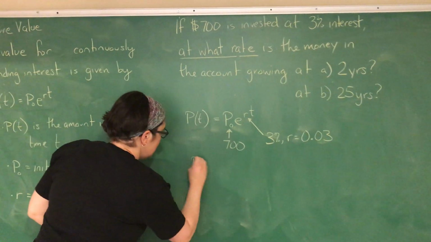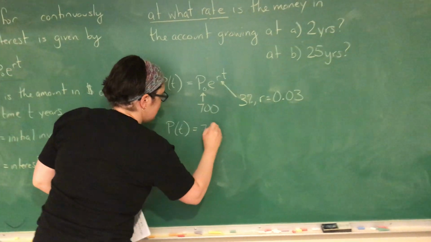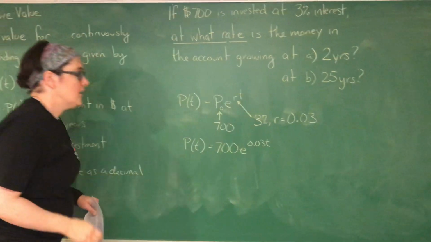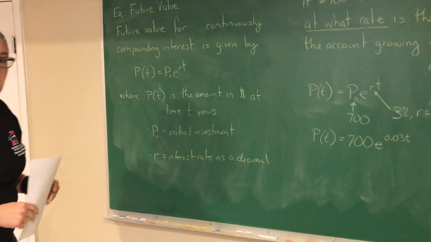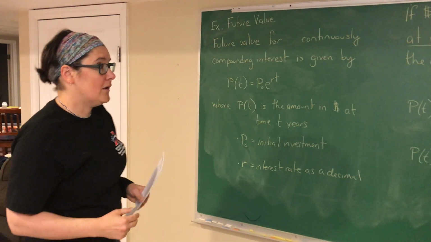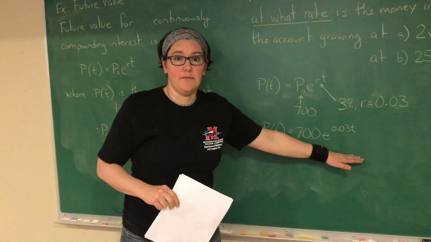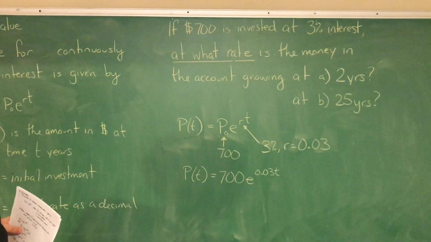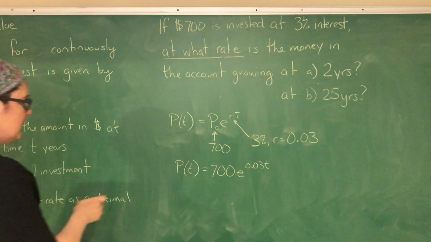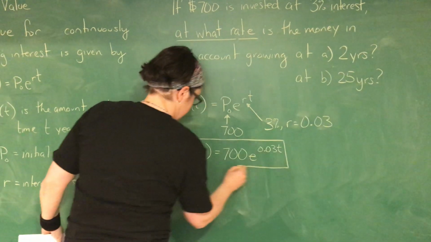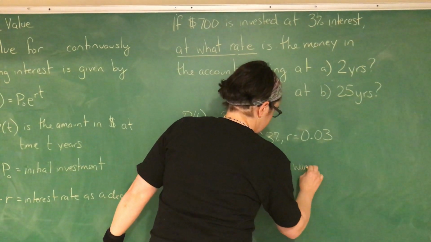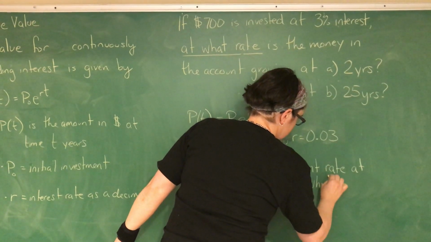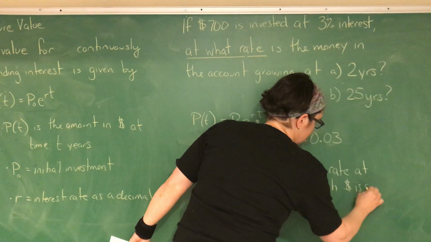Okay, so here is our P of t equals 700 e to the 0.03 t. So this is our formula, which says if I want to know how much money my account will have in 2 years, I plug 2 into this formula. The question we're being asked is, at what rate is the money in the account growing? So we need a derivative of this formula. We want the rate at which our money is growing.